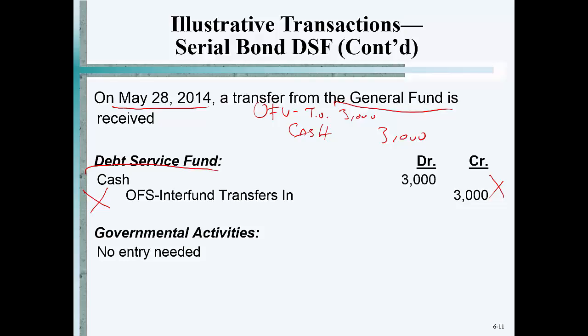This is a recurring expenditure. When you have a recurring expenditure like salaries and those things, you don't use the encumbrance, right? So for the debt service fund, no encumbrance. There is no encumbrance piece of this. This is the debt service fund.